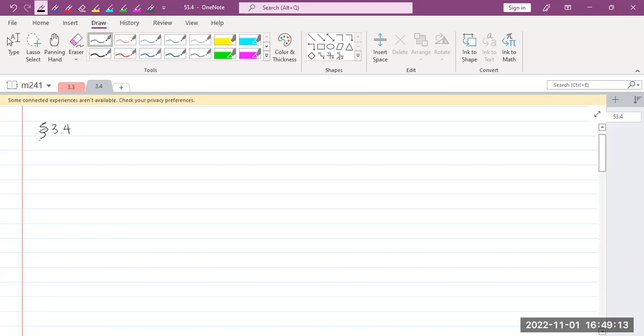Okay, in this section, we will learn two topics. The first one is arc length, and the second one is sector area. Okay, the first part, arc length.